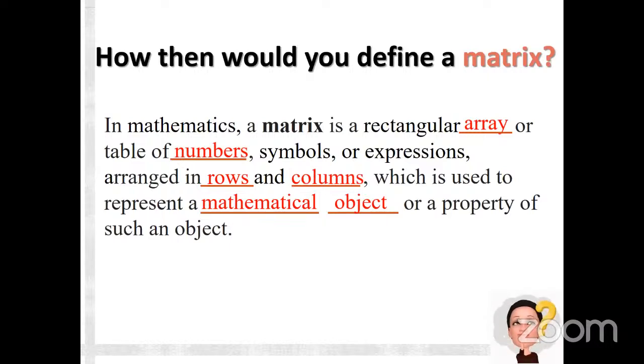Excellent. You can take a picture of this. Again, this video should be posted on YouTube as well. So if you miss anything, you can go back. All right. So in mathematics, a matrix is a rectangular array or table of numbers, symbols, or expressions arranged in rows and columns, which is used to represent a mathematical object or a property of such object.